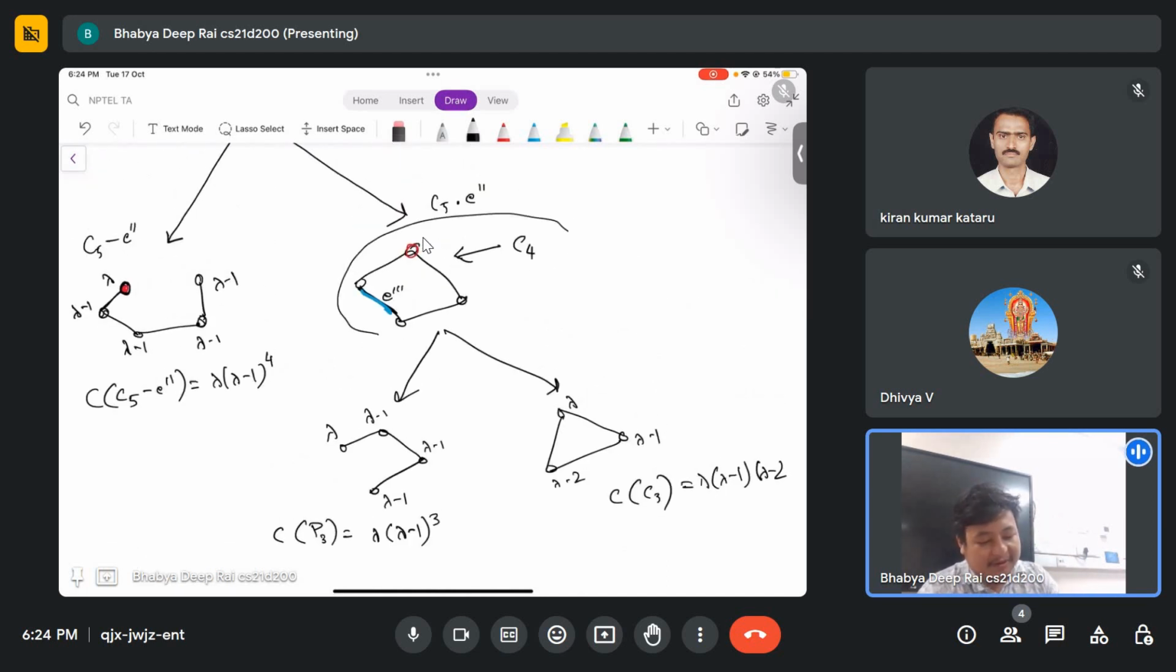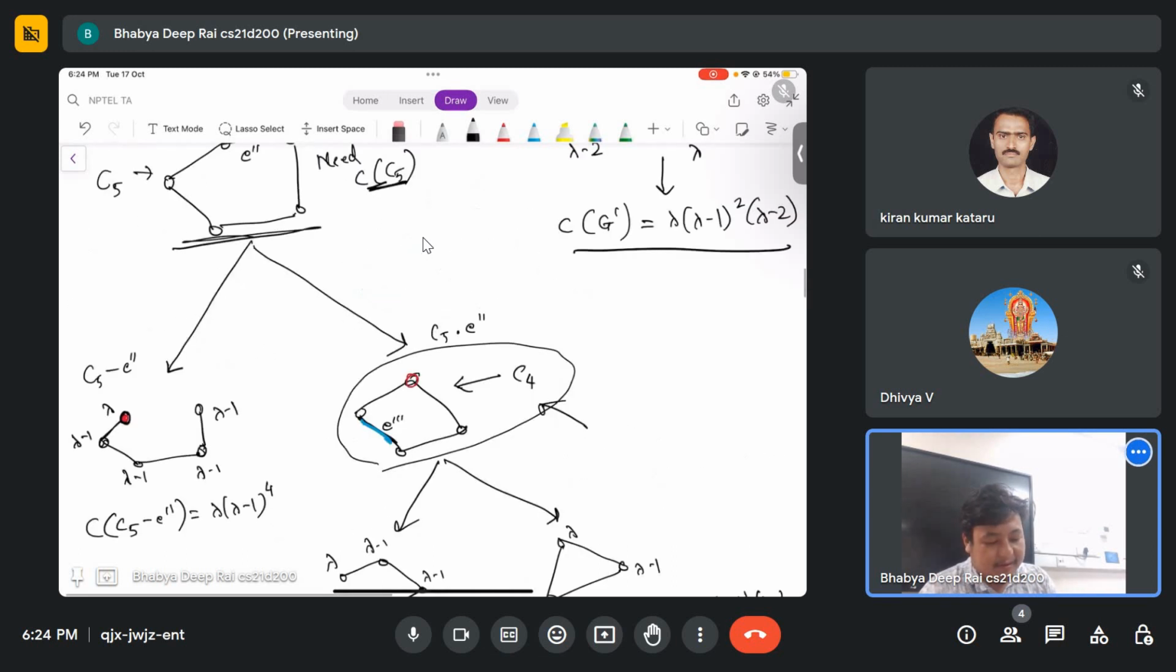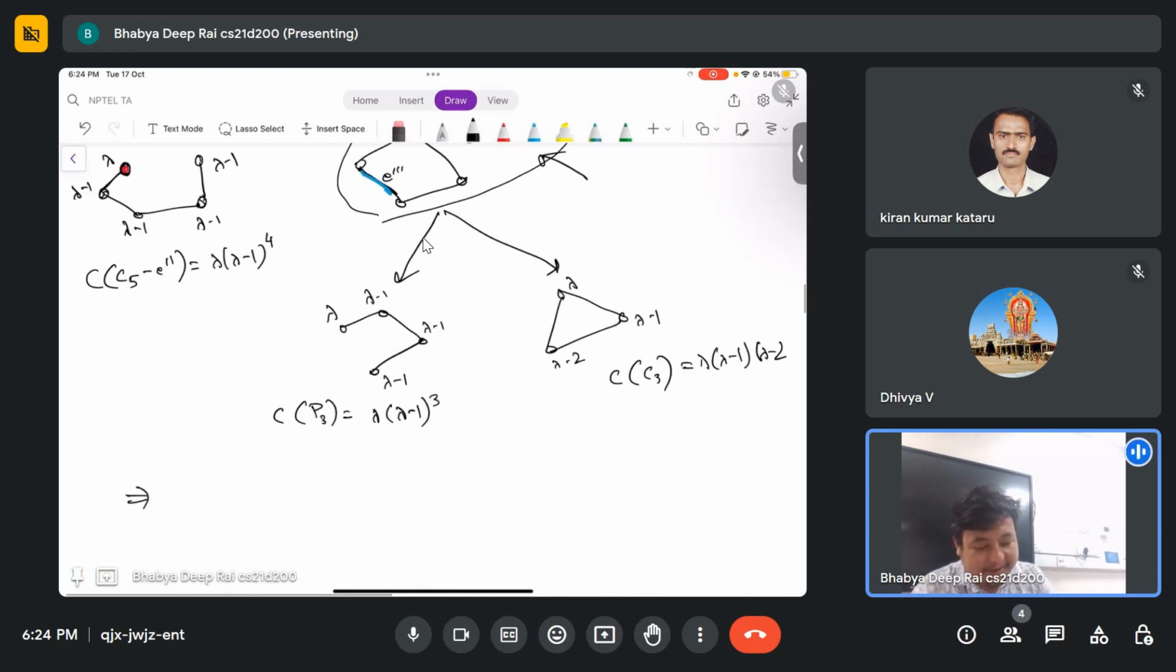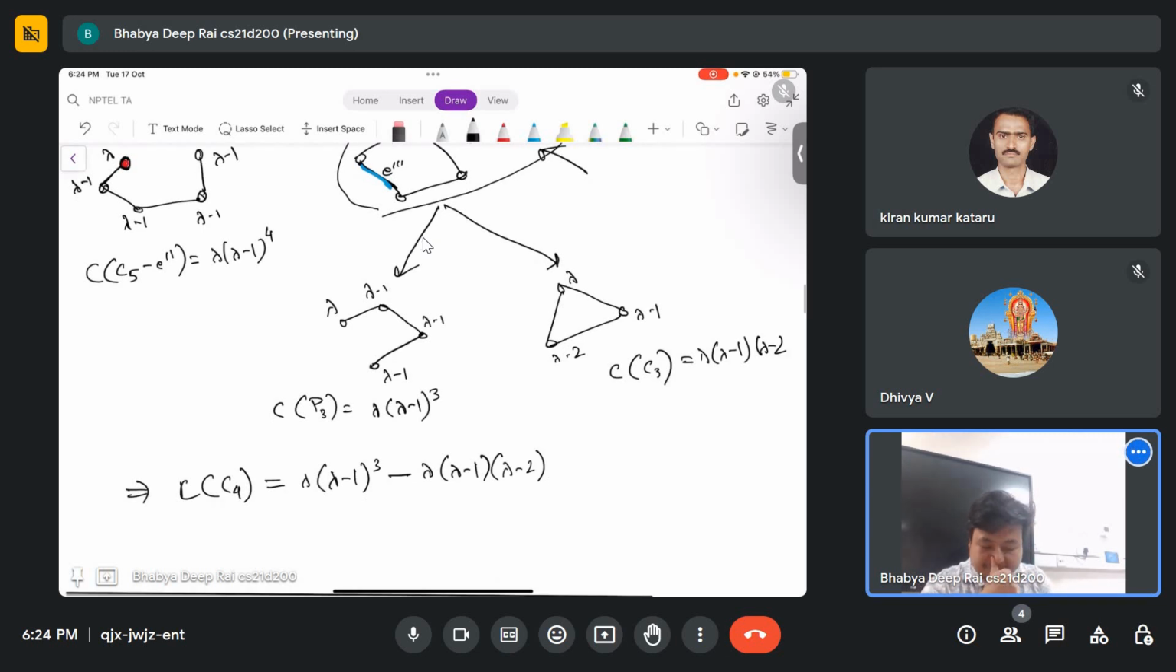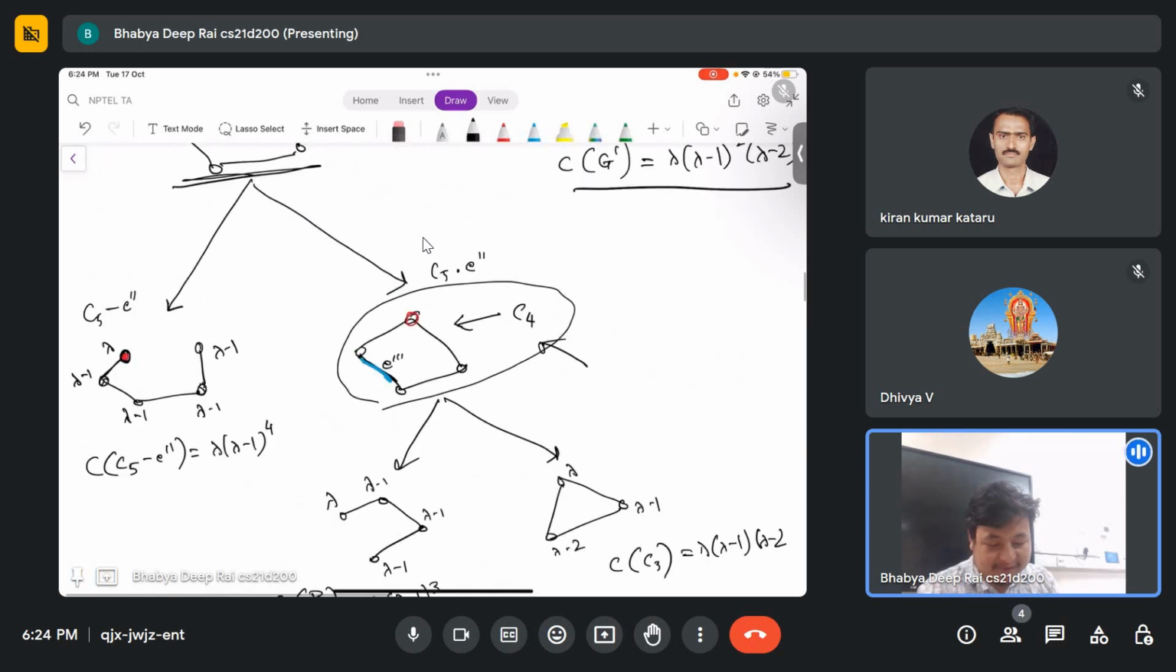So for this particular graph, what is the chromatic polynomial? Okay, so the chromatic polynomial for C4 is equal to lambda times (lambda minus 1) whole cube minus (lambda minus 1)(lambda minus 2). Okay. Next, what do you have?